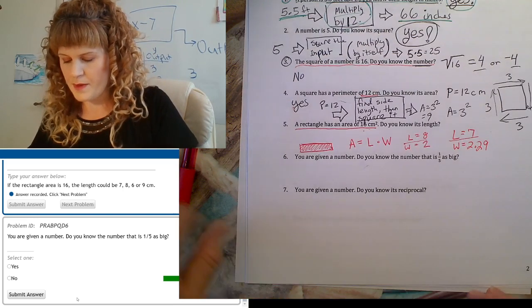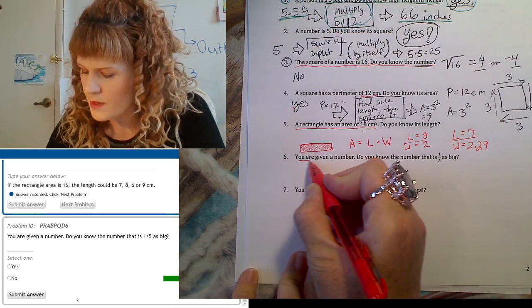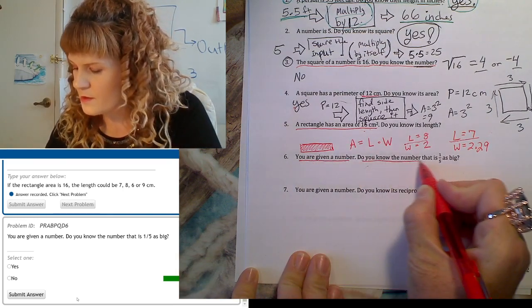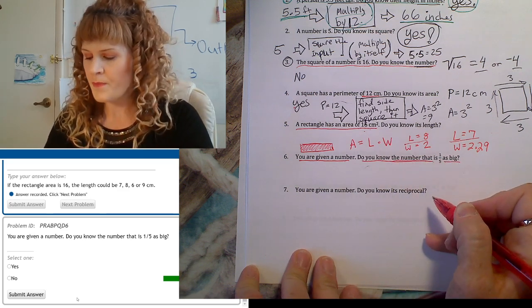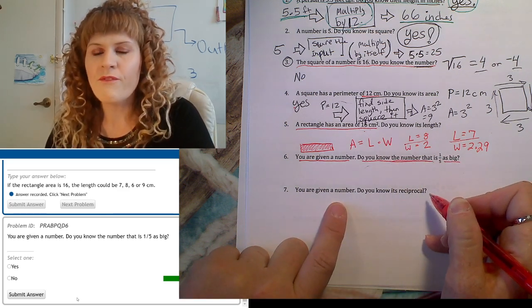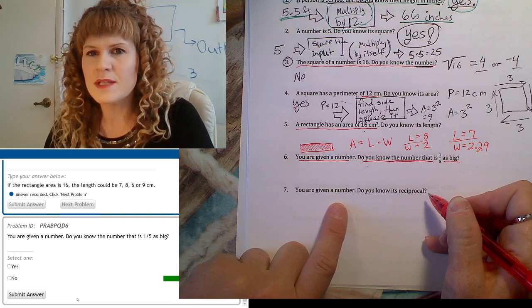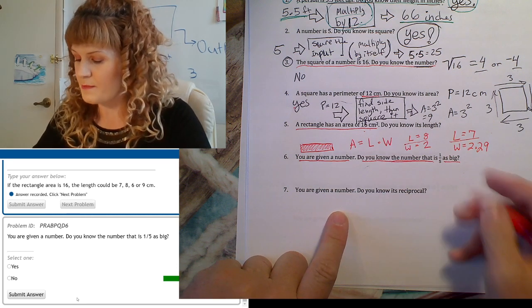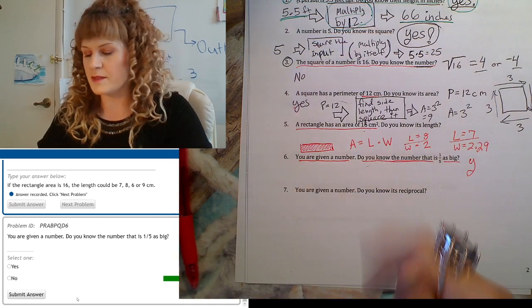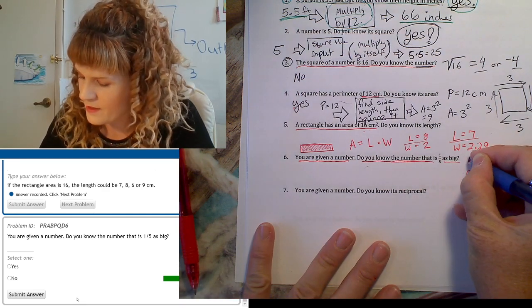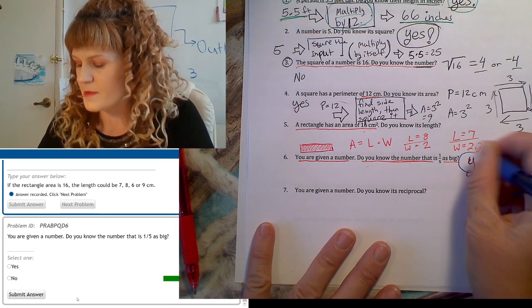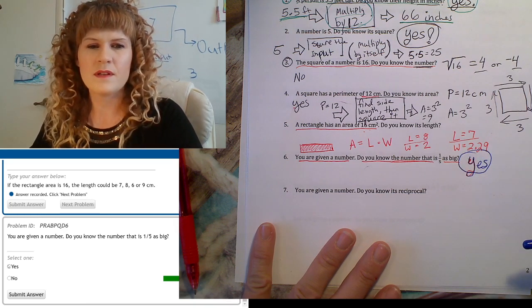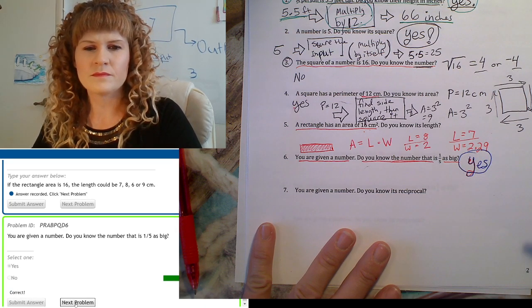Next problem, number 6. You are given a number. Do you know the number that is 1/5 as big? Sure. 1/5 of any number is that number divided by 5. So this one's a little too easy for me.